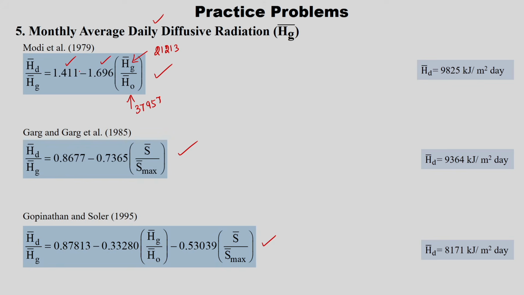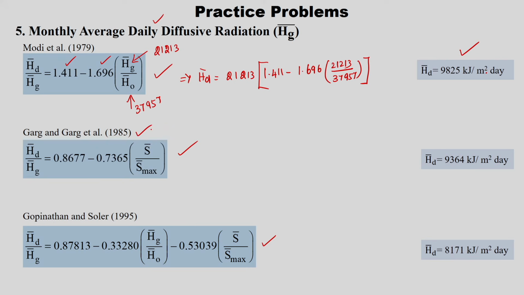Then the remaining two things are the constants, right. So, from here, if you calculate, Hd is nothing but Hg, which is 21213, into 1.411 minus 1.696, Hg which is 21213 upon 37957. So, the value turned out to be 9825 kilojoules per meter square day.